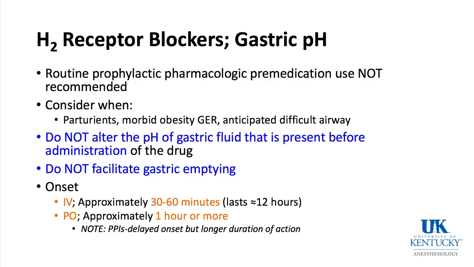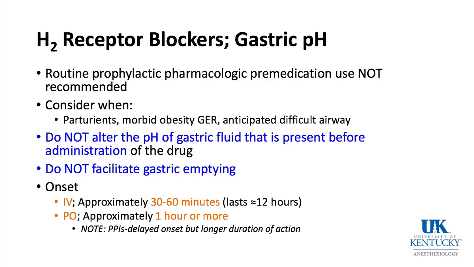H2 receptor blockers and the effect on gastric pH. It's not recommended that we routinely give H2 blockers or PPIs for that matter to patients, but we consider them in parturients, morbidly obese patients with GE reflux, and when we anticipate a difficult airway, because those are the patients that are at risk for regurgitation and aspiration. H2 blockers don't alter the pH of the gastric fluid that is already present in the stomach, but do alter the fluid that's made by the stomach, and it is a higher pH, the fluid coming out after that.